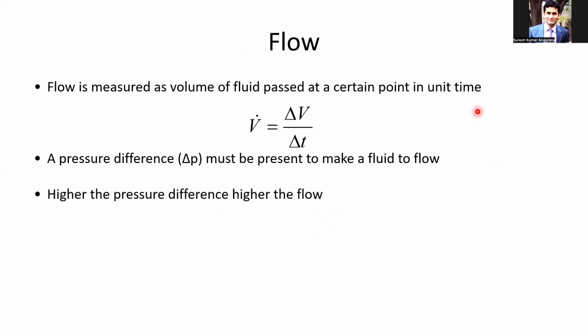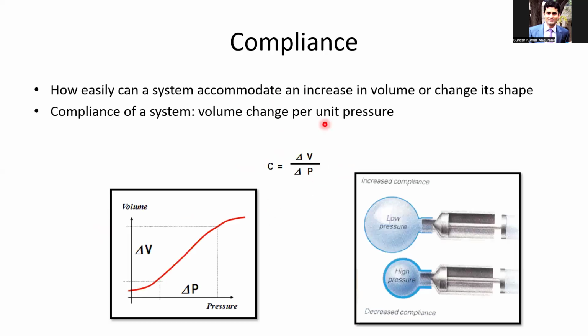So what is flow? Flow is basically measured as the volume of fluid passed at a certain point in unit time. So the formula is change in volume upon change in time. There should be a pressure difference present for a fluid to flow through a tube, and if the pressure difference is higher, the flow generated will also be higher. So this is the formula, delta V by delta T.